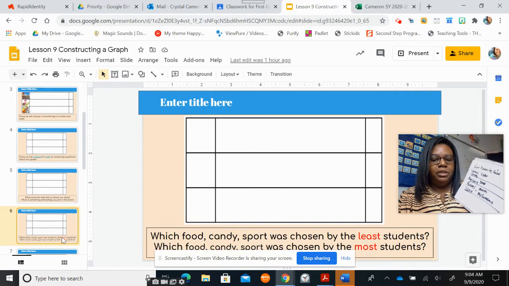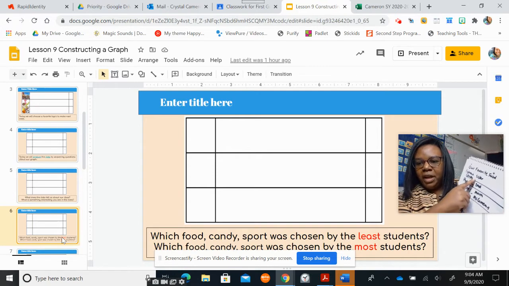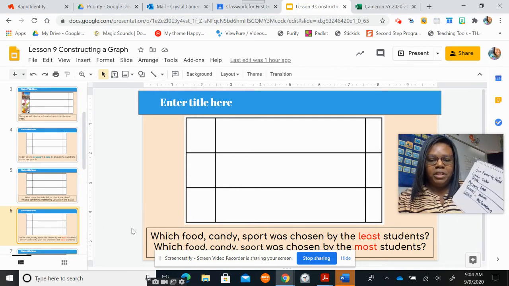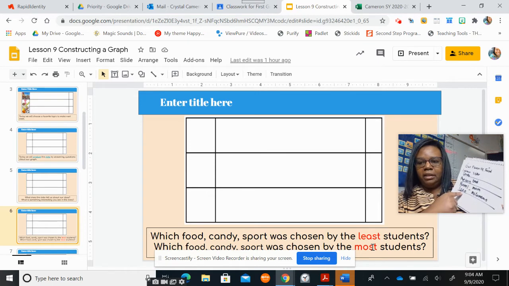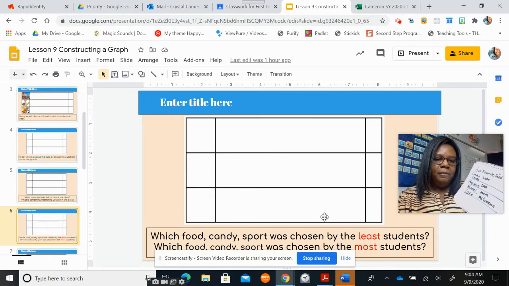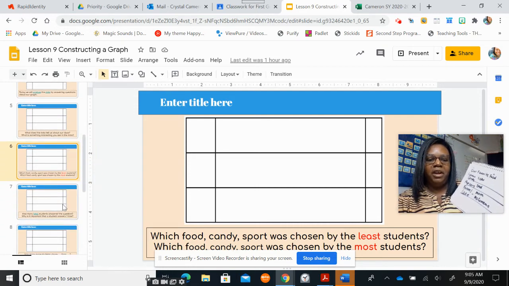Which food was chosen by the least amount of people? Cotton candy and popcorn. On mine, they both tied because my little sister and my dad each liked one, only one person. And then which food was chosen by the most people? It would be the funnel cake because more people's names are beside funnel cake. So basically, you'll just go through and have a discussion with your family about the graphs.